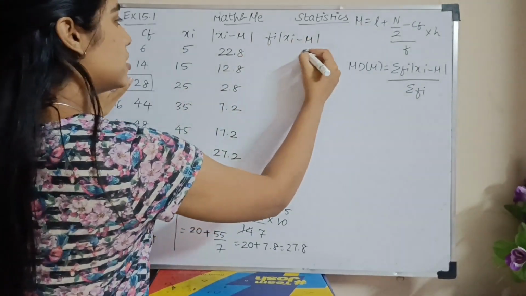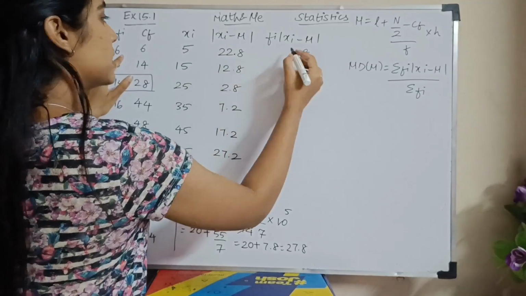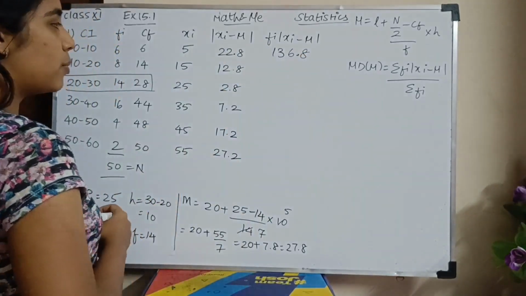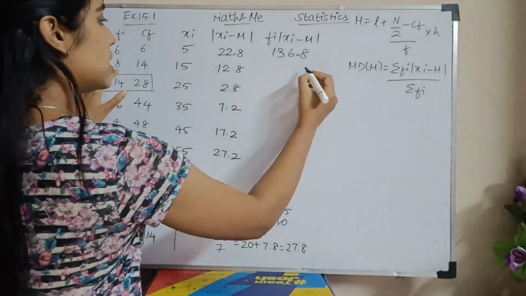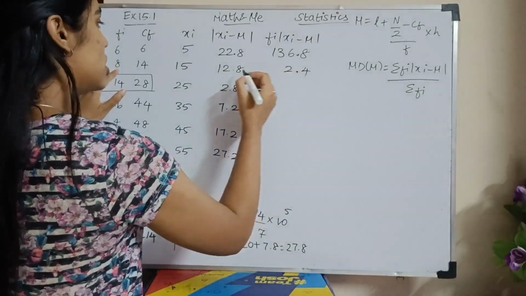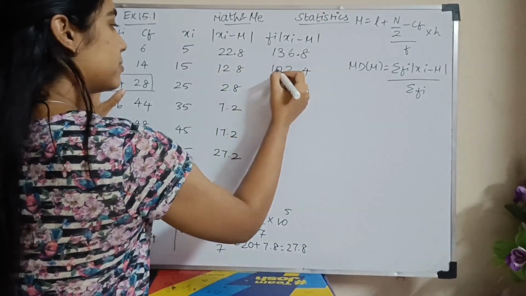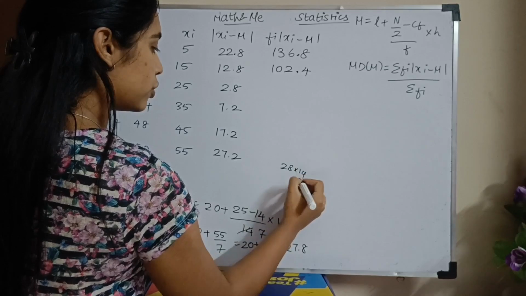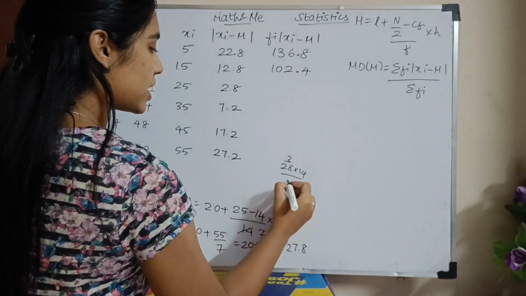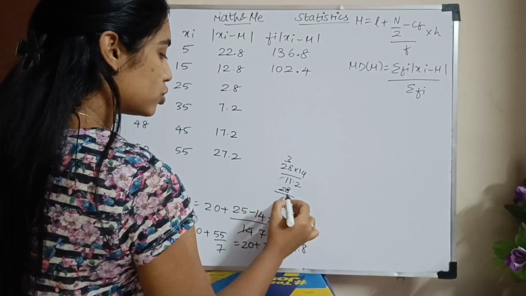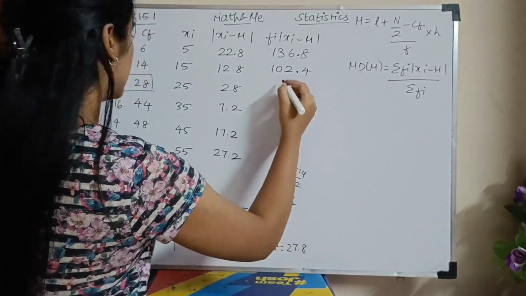So 6 8s are 48, 4, 6 2s are 12, 13, 14, 15, 16, 1, 6 2s are 12, 13, 136.8. Okay, similarly 8 into 8, 64, 6 carry over, 8 2s are 16, 16 plus 6 is 22, 2 carry over, 8 1s are 8, 9, 10. Okay, now this 28 into 14. So 28 into 14, 8 4s are 32, 3, 4 2s are 8, 9, 10, 11. 8 ones are 8, 2. So I have 392.